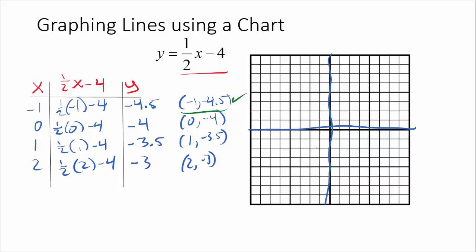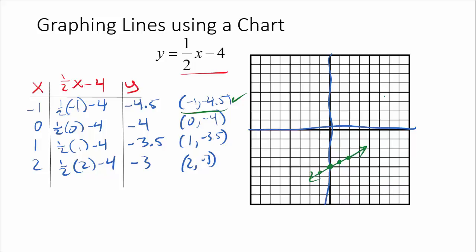Oh, that point keeps disappearing on me. Let me try that one more time. 1, 2, 3, 4, 4.5. There we go. Okay. Must have been hitting a button. And now we'll go to 0, -4. 1, -3.5. 2, -3. And you should see again that all of these points here make a nice straight line.